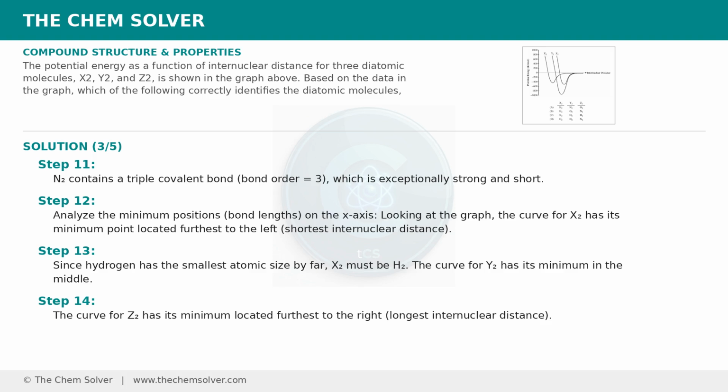Analyze the minimum positions, bond lengths, on the x-axis. Looking at the graph, the curve for X2 has its minimum point located furthest to the left, the shortest internuclear distance. Since hydrogen has the smallest atomic size by far, X2 must be H2. The curve for Y2 has its minimum in the middle. The curve for Z2 has its minimum located furthest to the right, the longest internuclear distance.